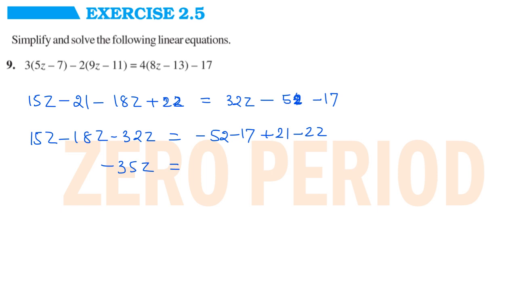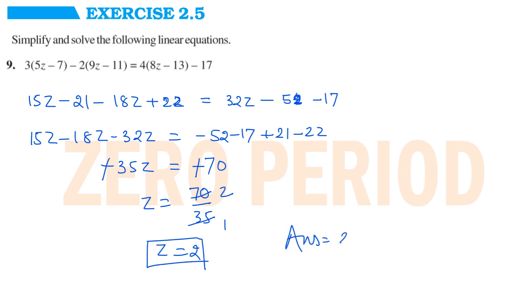this 21 minus 22 will give you minus 1 and minus 52, it's minus 53, minus 53 plus 17, minus 53 plus 7 is 60, 60 plus 10, 70. This will be minus 70. Then cancel these two minus signs. z will be equal to 70 upon 35, and you cancel it very clearly 2 times, and z is equal to 2. This will be your answer. z is equal to 2. You can verify your answer by your own.